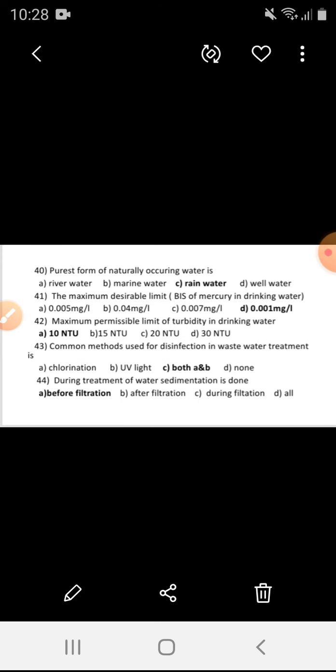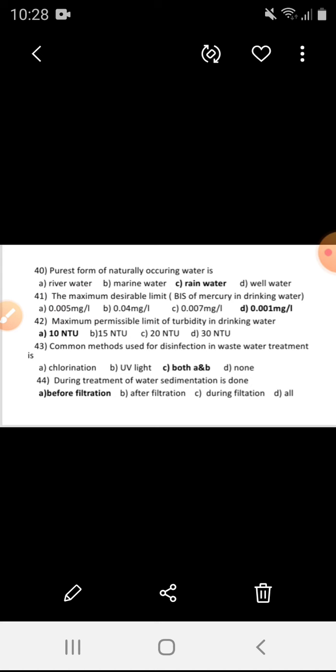38. When temporary hard water is boiled, which substance is formed? Option A, carbon dioxide; option B, sodium chloride; option C, hydrogen chloride. The correct answer is C, hydrogen chloride. 39. The methods used for biological treatment are: option A, lagoon; option B, activated sludge process; option C, oxidation ditches; and option D, all. The correct answer is option D, all.